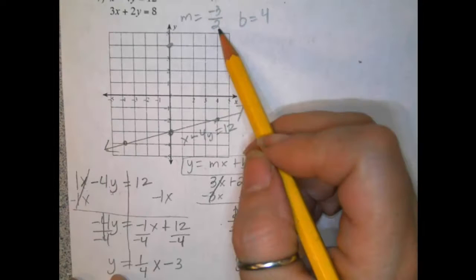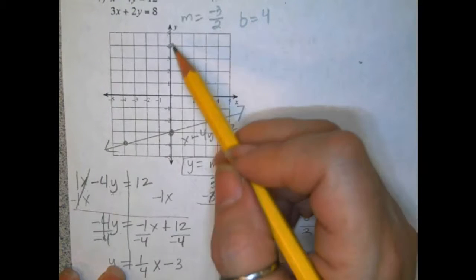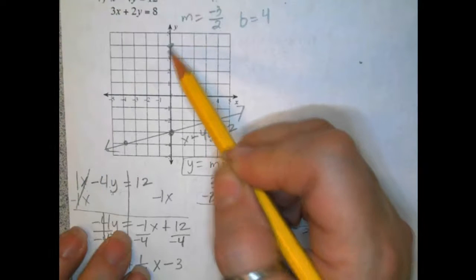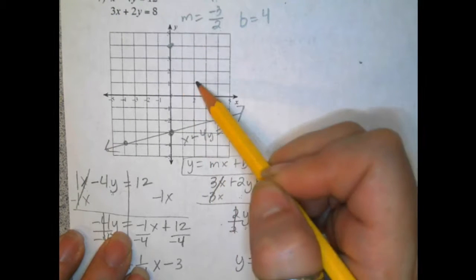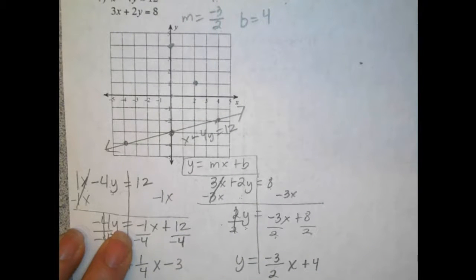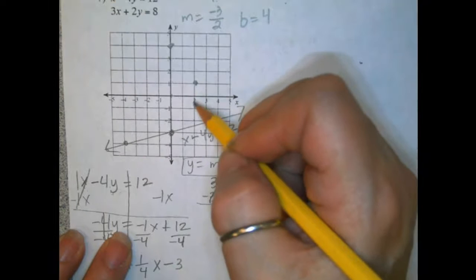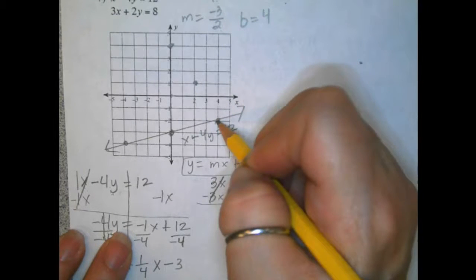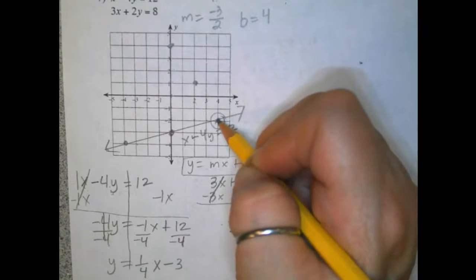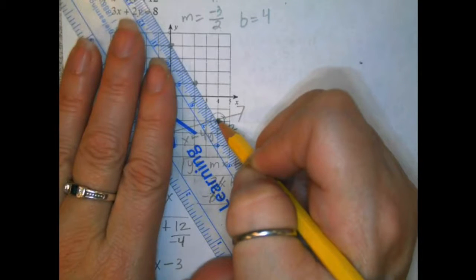Now my slope is negative 3 over 2. So am I going to go up or down on this rise? Down 3. 1, 2, 3, right 2. Can I go down one more? Let's try it. Down 1, 2, 3, right 2. Oh! There's my answer. That's where I intersect.